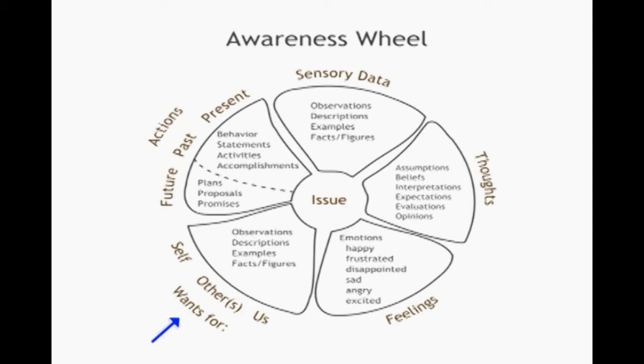And same as sensory data, the wants are observations, descriptions, examples, facts and figures. And the actions can be divided as future, past and present. In past and present, we can see behavior, statements, activities and accomplishments. And in future, plans, proposals and promises.